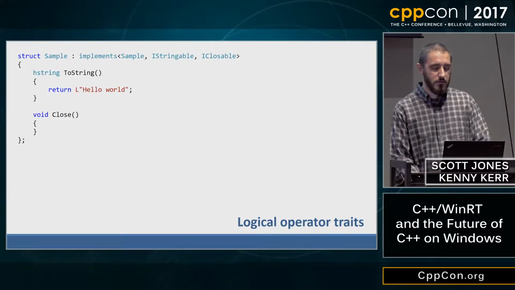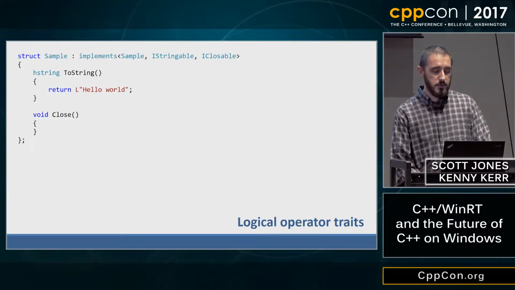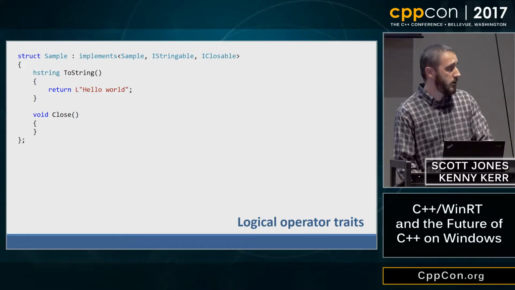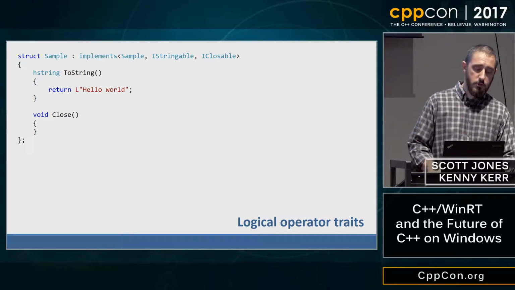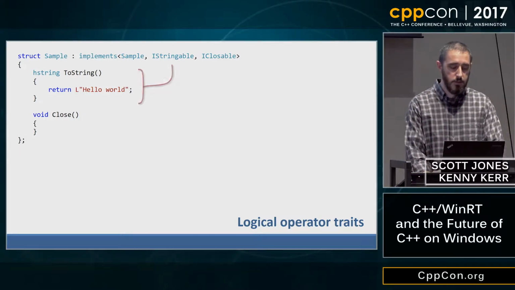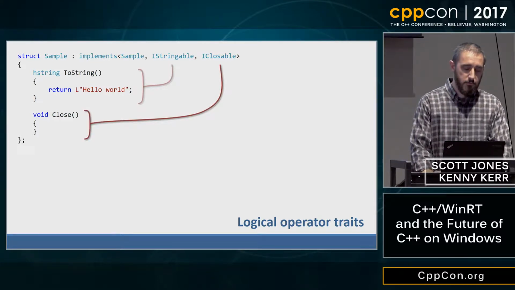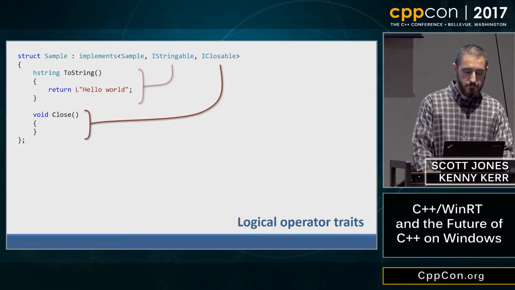Another way we take advantage of C++17 is with logical operator traits. So this is an example of an implementation. So you can naturally implement the IStringable and the IClosable interfaces for yourself, for your own implementation.